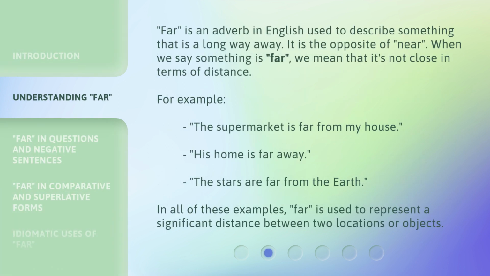Far is an adverb in English used to describe something that is a long way away. It is the opposite of near. When we say something is far, we mean that it's not close in terms of distance. For example, the supermarket is far from my house. His home is far away. The stars are far from the earth. In all of these examples, far is used to represent a significant distance between two locations or objects.